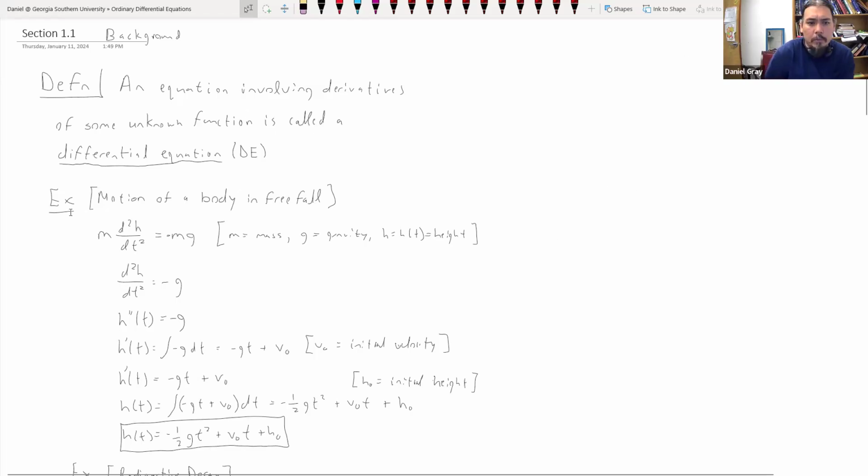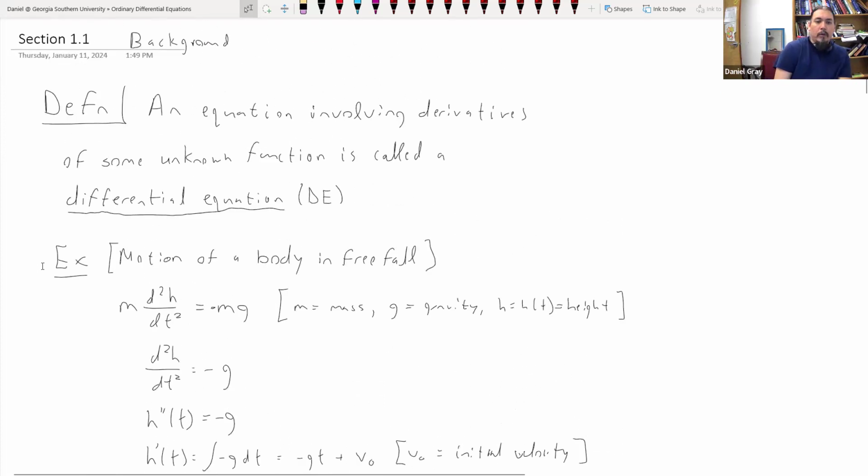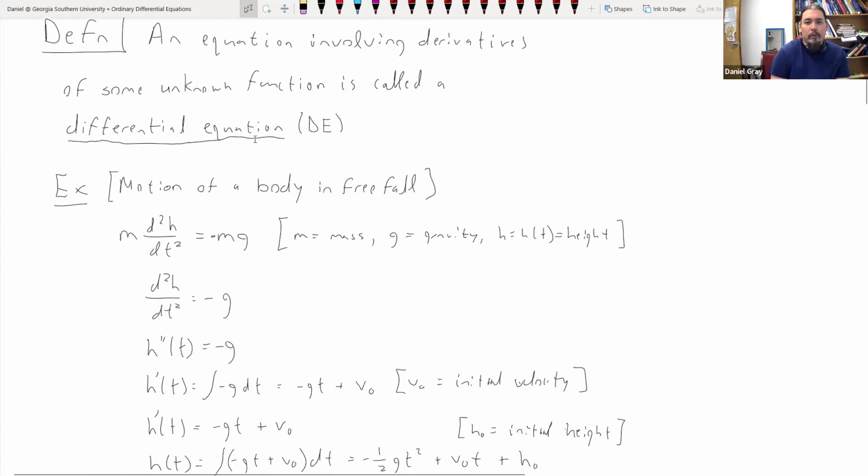Okay, so this is going to be a quick summary of section 1.1. Kind of zoom in a little bit here. So we got some definitions. What is a differential equation? Well, it's just an equation involving derivatives of some unknown function.